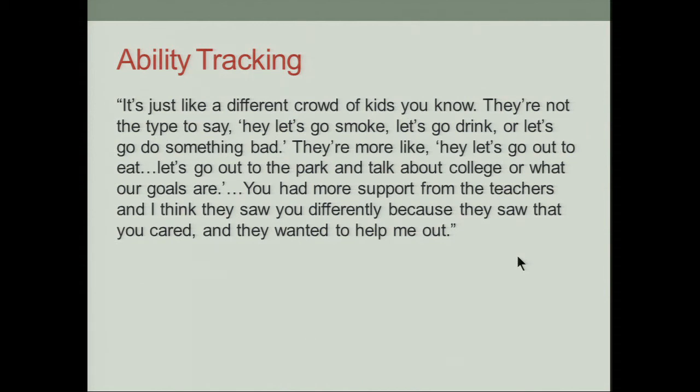So this is a participant who's describing the impact of being programmed into more challenging courses through a college preparatory program at her school. She went to a public school. She says, "It's just like a different crowd of kids, you know? They're not the type to say, hey, let's go smoke, let's go drink, or let's go do something bad. They're more like, hey, let's go out to eat, let's go to the park, let's talk about college or what our goals are. You had more support from the teachers, and I think they saw you differently because they saw that you cared and they wanted to help me out."